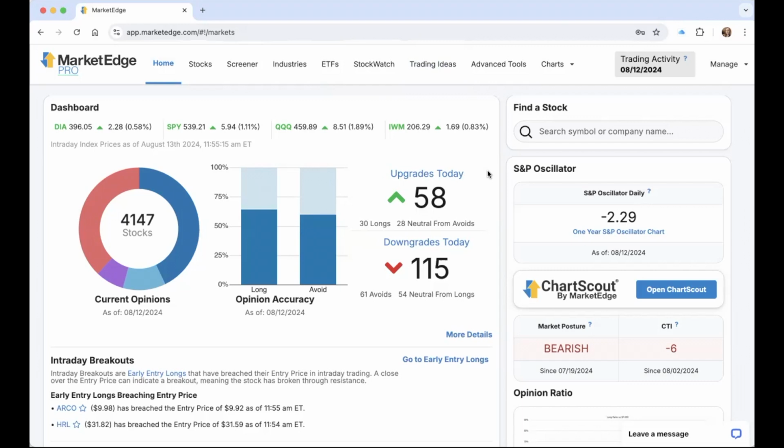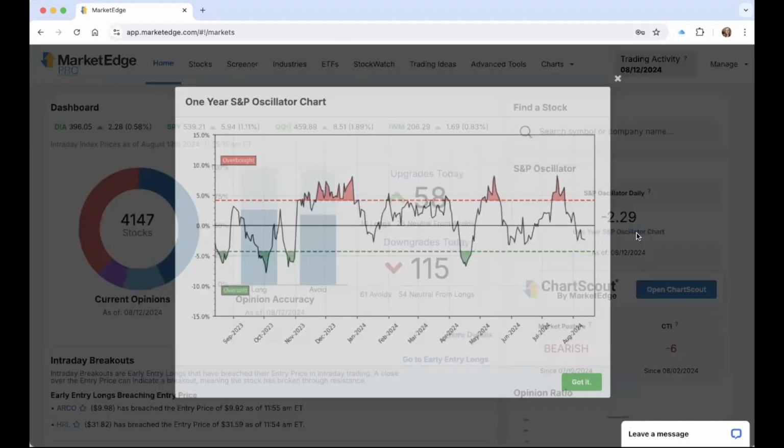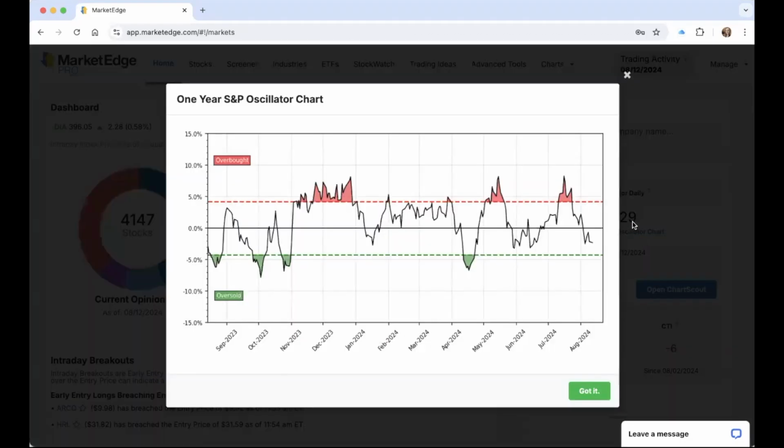So what are we looking at that's new on the homepage here? Okay, so we've got a couple new features here. First of all, for our pro customers who get the S&P oscillator, we have surfaced the one-year S&P oscillator chart. Right under S&P oscillator on the right-hand side, there's a link, one-year S&P oscillator chart. Click on that, and you get a chart of the one-year oscillator performance.